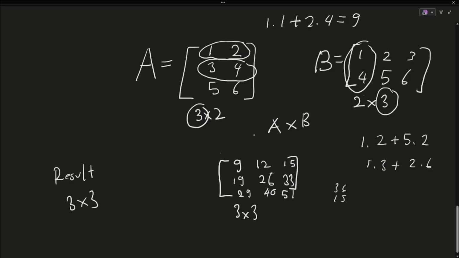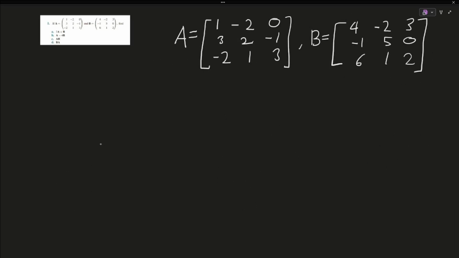for A times B. Now let's solve these problems. So we are given two matrices and four operations we want to conduct with these matrices. First things first, I want to identify the size of each matrix. So over here we have a 3 by 3 matrix because we have 3 rows and 3 columns. So our number of rows will be first and our number of columns will be second. And likewise for B, we have a 3 by 3 matrix as well.